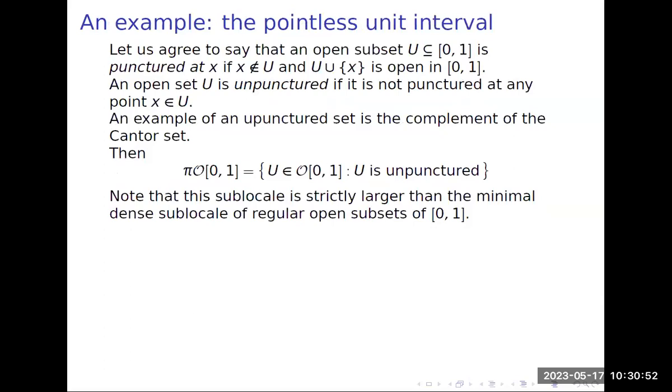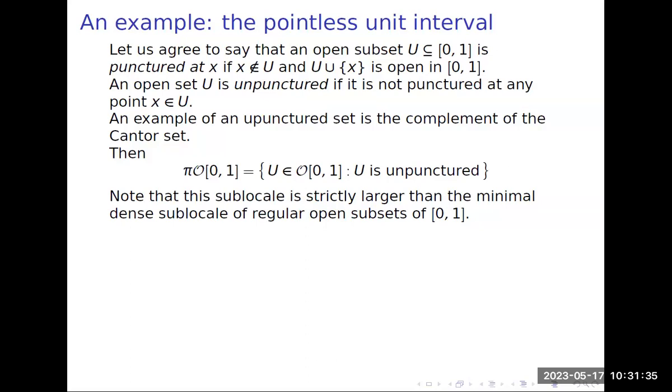So here's an example. Let's take the topology of the unit interval. And here I'm following Fred Dashiell in terms of his terminology. Let's say that an open set U is punctured at the point X if X is absent from the set, but when you adjoin X to the set, the result is still an open set. And then a set is unpunctured if it is not punctured at any point. So good examples of unpunctured sets are open intervals, for instance. But there are many, many others.